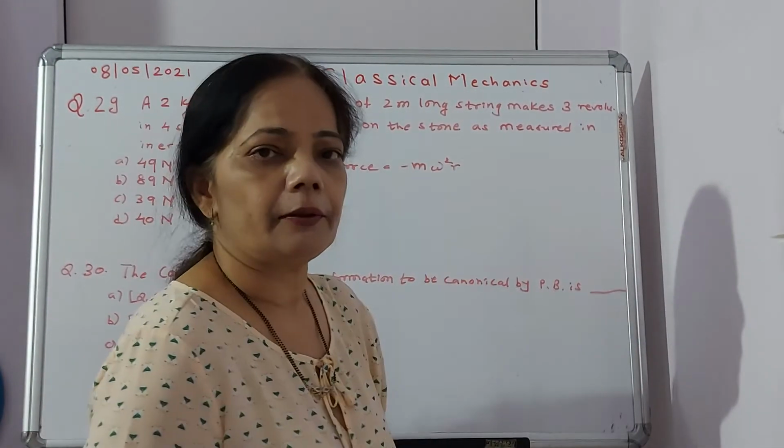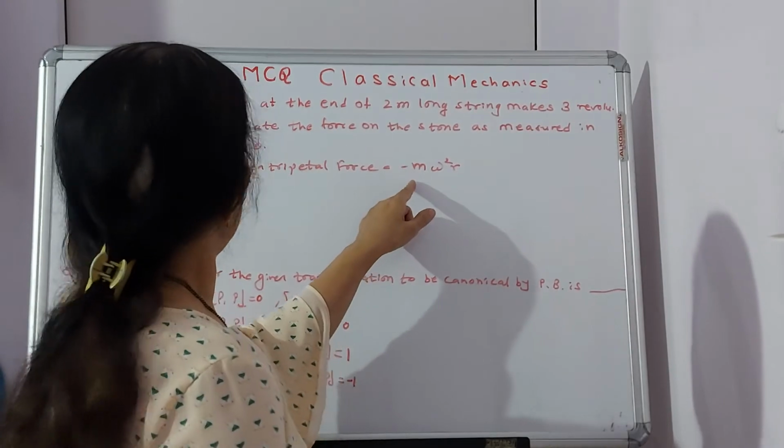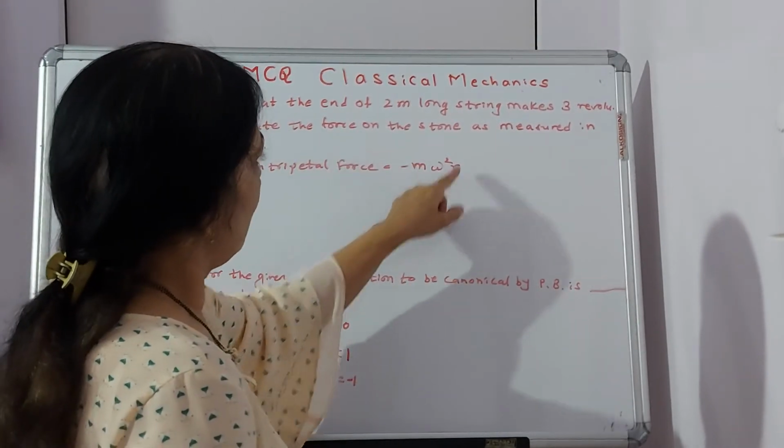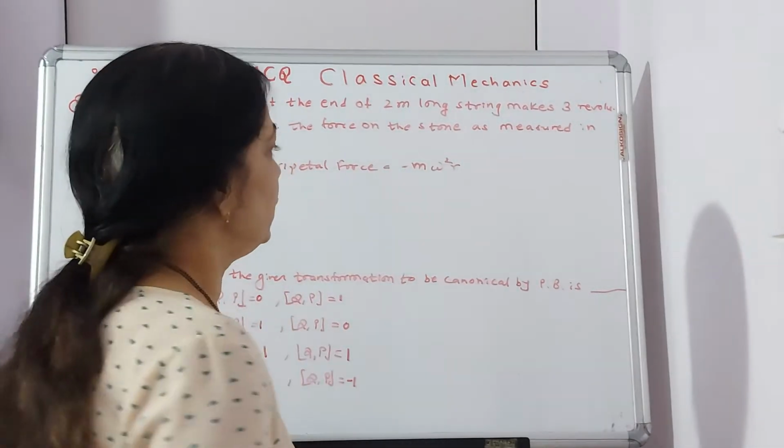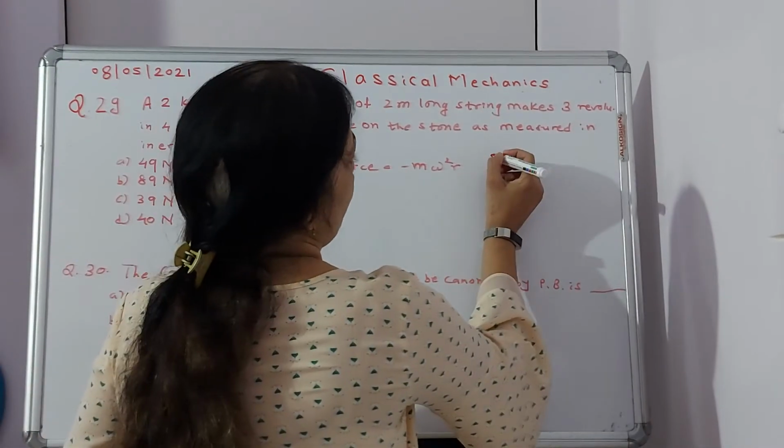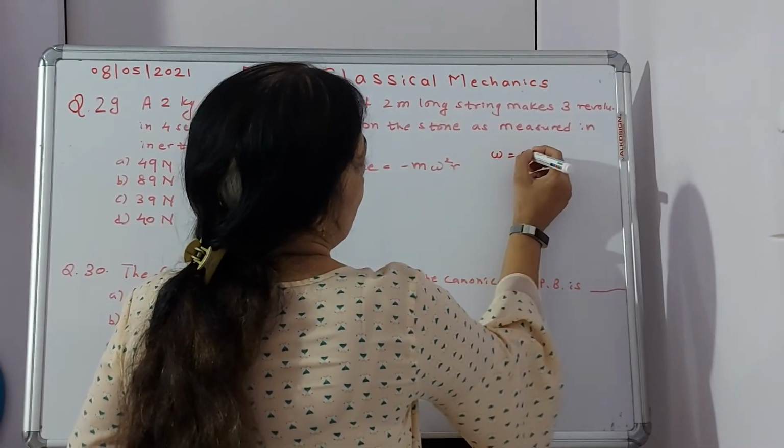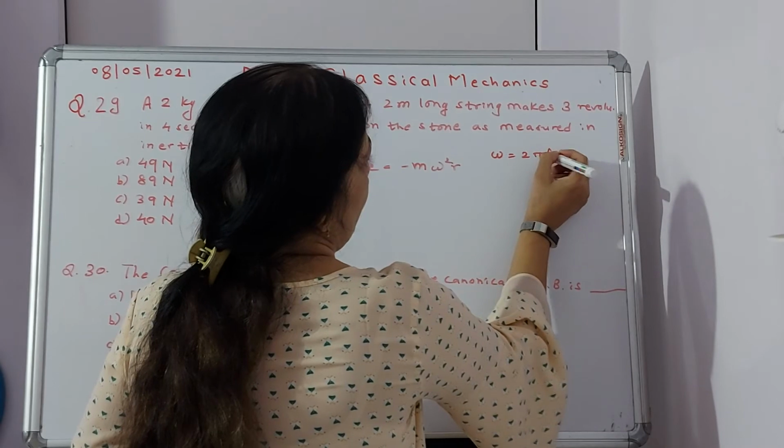So in this case, m is given to you. Yes, it's a 2 kg stone. How much is r? It's 2 meter long. But the only thing over here that is critical is omega. What is the formula for omega? I told you, it's 2 pi f.